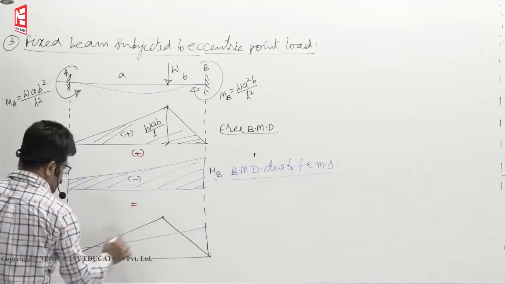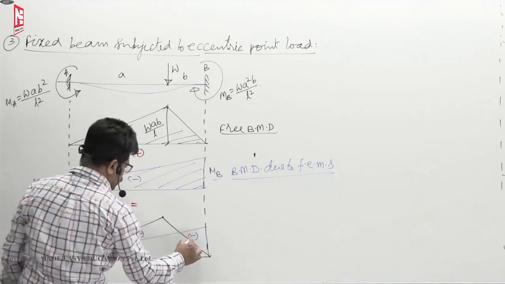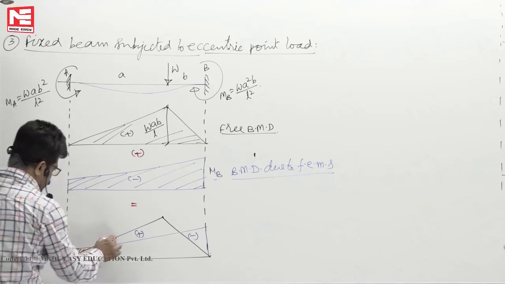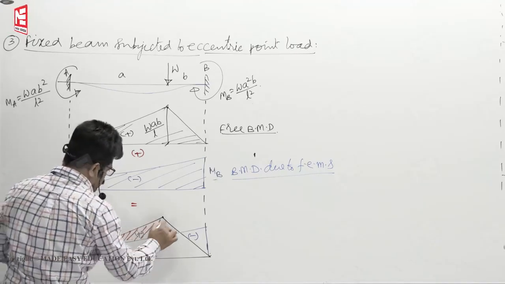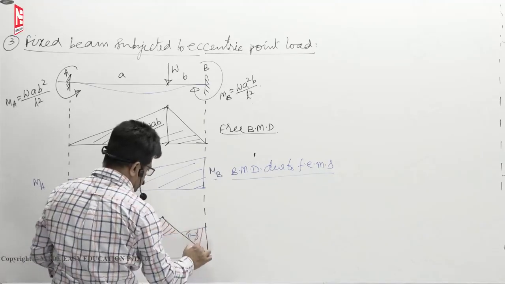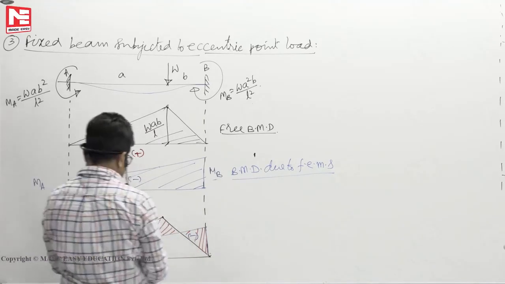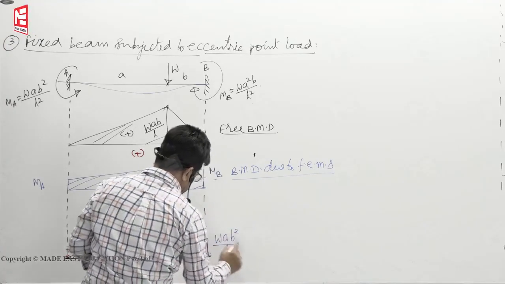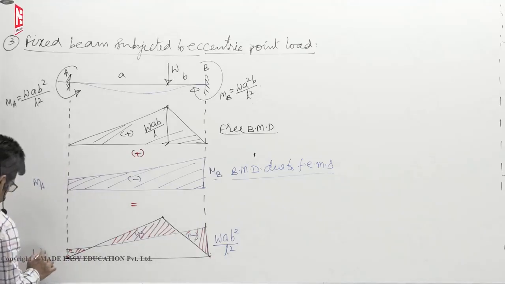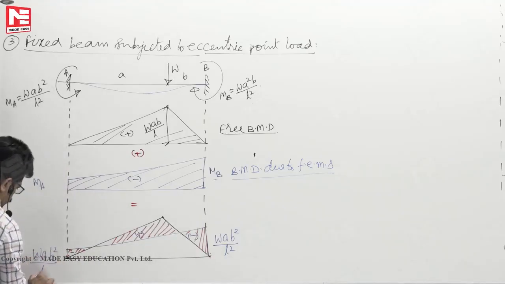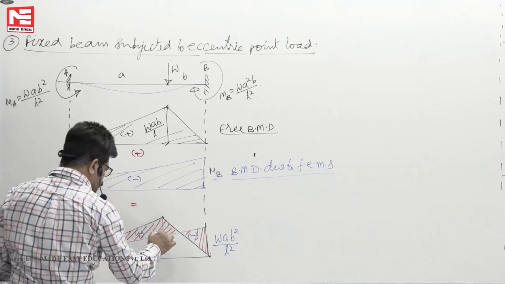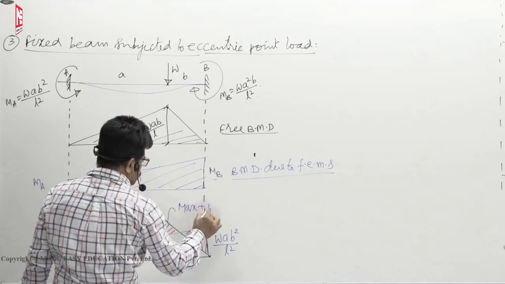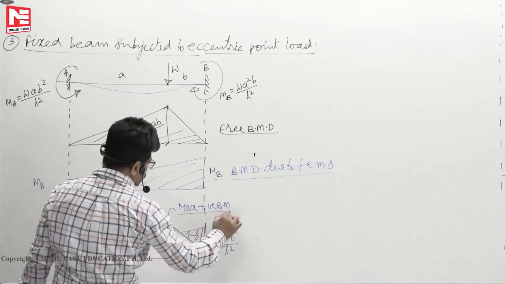This value minus, this area plus, minus. So the area that didn't get overlapped is here, and the positive area that didn't get overlapped is this one, like this. This value you will get W A B square by L square. And with linear interpolation, if you write it, some expression you will get. We are not interested in that. So maximum positive bending moment you will get here.